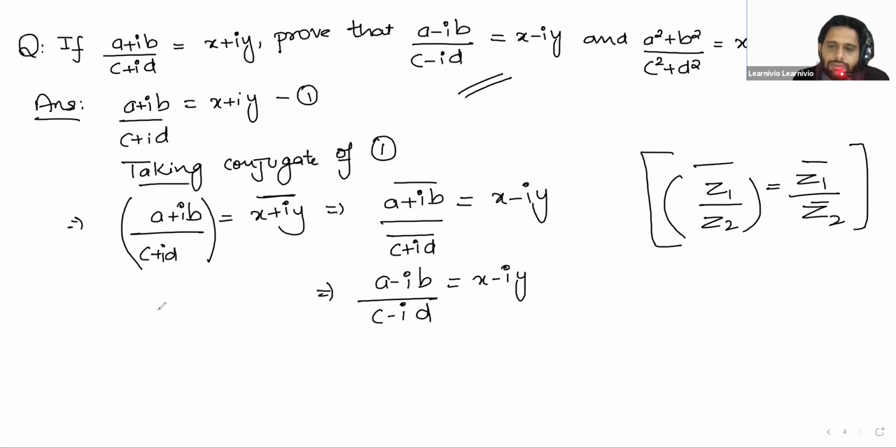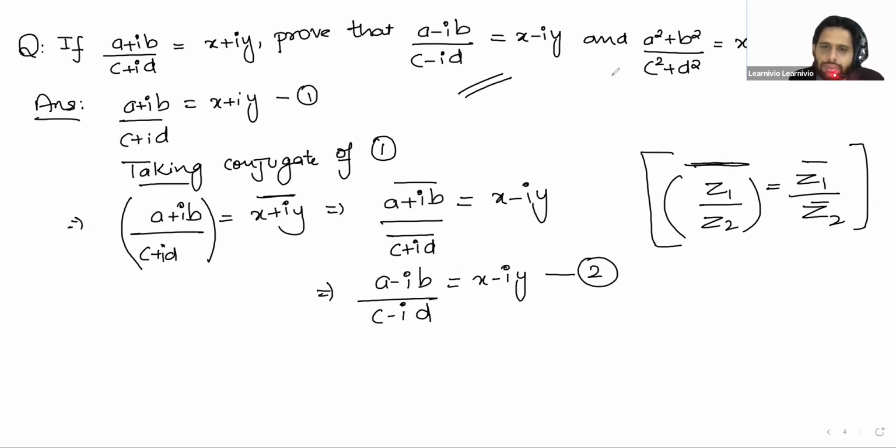Okay, Yusra and Safan, is this clear? Yes, sir. Okay, now you understand this property, (Z1 by Z2) whole conjugate. Yes, sir. Okay, very good. Now let this be the second equation. Okay, now please try to prove the third part. Just give 2-3 minutes to this question.